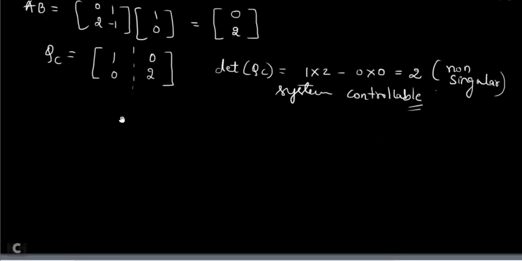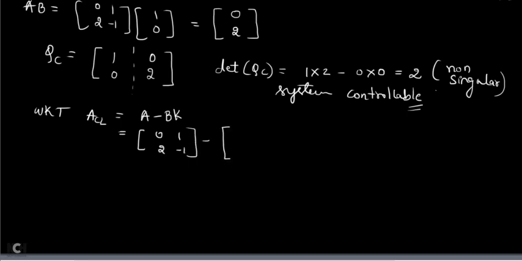So let us start designing now. What is the design equation? We know that ACL, the new state matrix, is given by A minus BK. Substitute the A value [0, 1; 2, -1], minus the B value [1; 0] and K. See, K is a matrix.